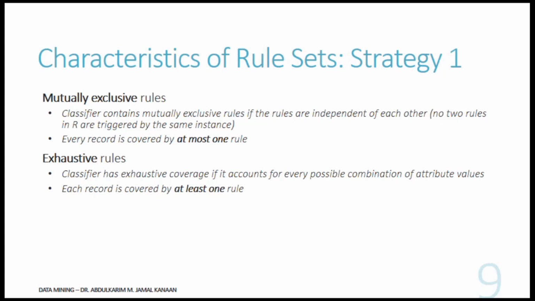The second characteristic, exhaustive, means every record is covered by at least one rule. So we have the records inside our data set. For any record we have, there is at least one rule that can be triggered by this record. So let's check back our case that we discussed.